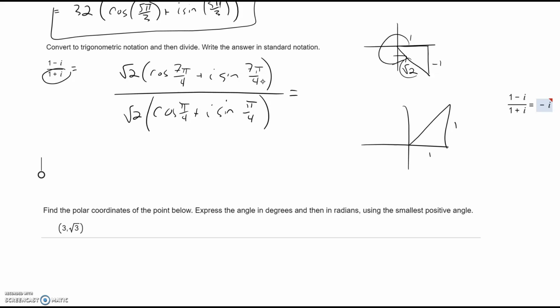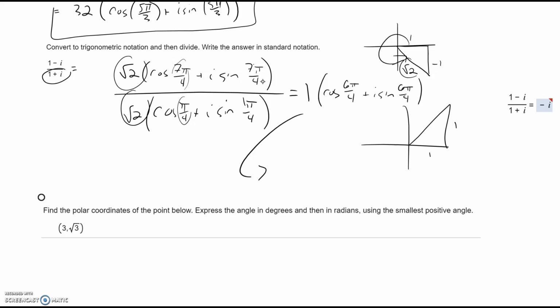And now when I divide these two guys, I get 1. And then remember, the reason we like these trig forms is because I just subtract the angle, right? So that means it's 1 times the cosine of 7 pi over 4 minus 1 pi over 4, which is 6 pi over 4. You don't have to do it twice. It's going to be the same thing. Sine of 6 pi over 4. And of course, 6 pi over 4 is 3 pi over 2.